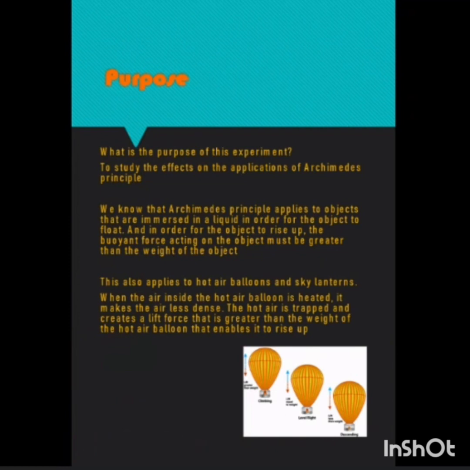Purpose. The purpose of this experiment is to study the effects of the applications of Archimedes' principle. We know that Archimedes' principle applies to objects that are immersed in a liquid. In order for the object to float, and in order for the object to rise up, the buoyant force acting on the object must be greater than the weight of the object. This also applies to hot air balloons and sky lanterns. When the air inside the hot air balloon is heated, it makes the air less dense. The hot air is trapped and creates a lift force that is greater than the weight of the hot air balloon that enables it to rise up.